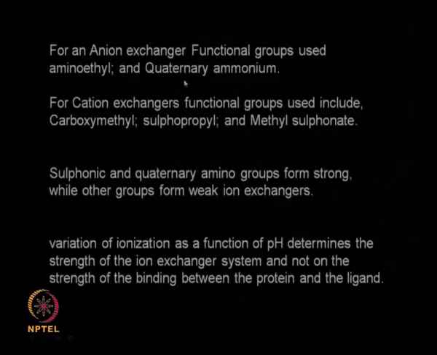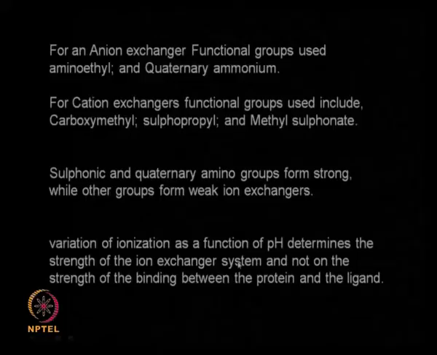For an anion exchanger, the functional groups used are aminoethyl and quaternary ammonium. For a cation exchanger, the functional groups used include carboxymethyl, sulfopropyl and methyl sulfonate. Sulfonic and quaternary ammonium groups form strong, while other groups form weak ion exchangers. So variation of ionization as a function of pH determines the strength of the ion exchanger system.